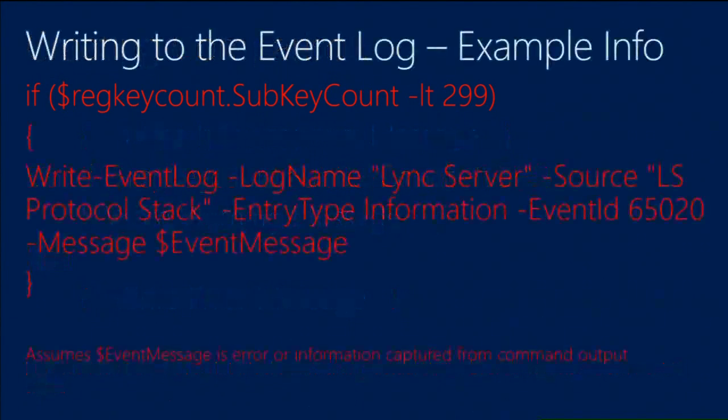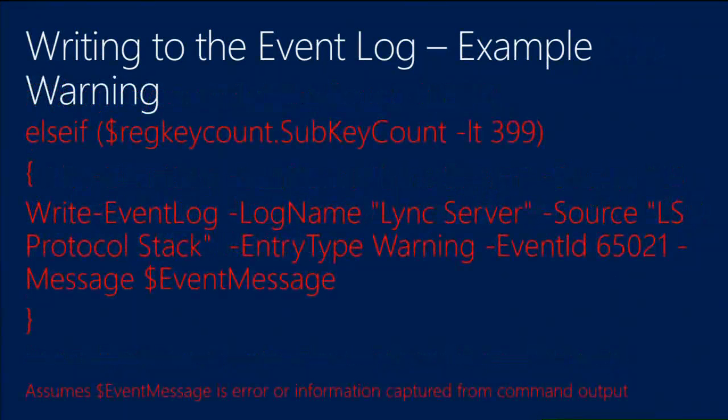So what we run in each of these commands, so here's the first one. So this is our example of our informational message. Less than 299. So we can see here we've got the entry type as informational. And then we just pass our event message through, so we'll get the message: there are, for example, 200 certificates in the store.